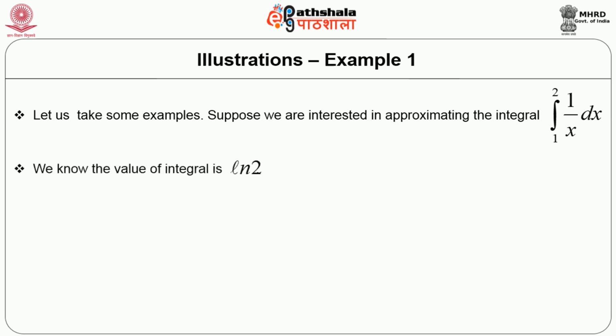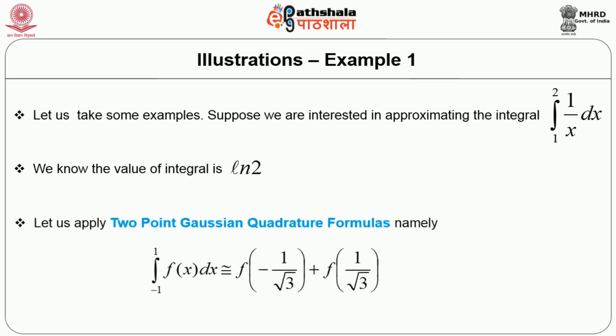Let us take some illustrations. Let us take first a simple example. Let us say we are interested in evaluating the integral from 1 to 2 of 1 by x dx. This is nothing but ln 2. Integral of 1 by x we know is log x to the base e, and the limits are 1 and 2. So, ln 2 minus ln 1, and ln 1 is 0. So, the value of the integral is ln 2. Let us apply our 2-point Gauss Quadrature formula, that is, integral from minus 1 to 1 of f(x) dx is simply the sum of function values at minus 1 by root 3 and 1 by root 3.